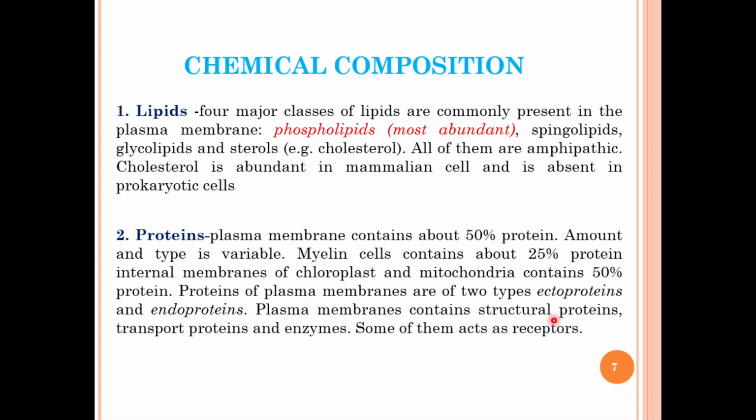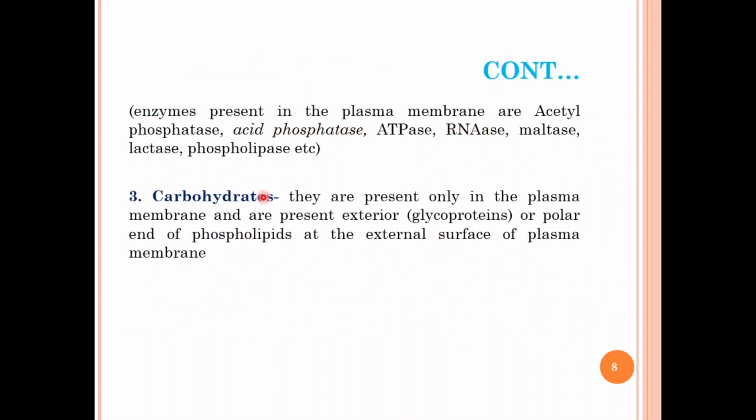Plasma membranes contain structural proteins, transport proteins, and enzymes. Some of them act as receptors. I have explained to you the types and properties of proteins of plasma membrane in the previous lecture. Now, enzymes present in the plasma membrane are acetyl phosphatase, acid phosphatase, ATPase, RNase, maltase, lactase, and phospholipase, etc.